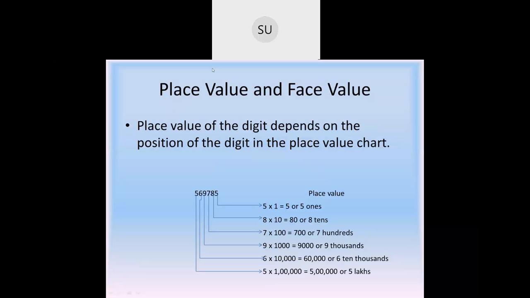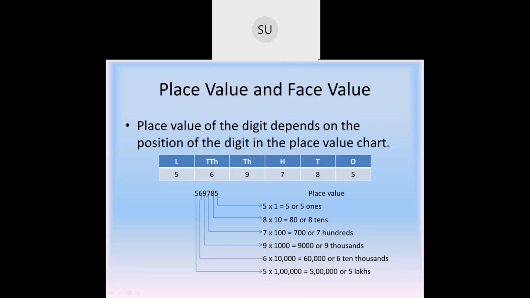Okay, so we saw place value and face value. What is place value? Place value of a digit depends on the position of the digit in the place value chart. So place value of any digit will depend on its position in the place value chart. Here we took the same example as the last question, 5,69,785. Now we'll start with the ones place. The digit 5 is in ones place, so place value of 5 will be 5 into 1, which is 5, or 5 ones. Then next we'll take tens place. Here we have 8 in tens place, so place value of 8 will be 8 into 10, 80, or 8 tens.